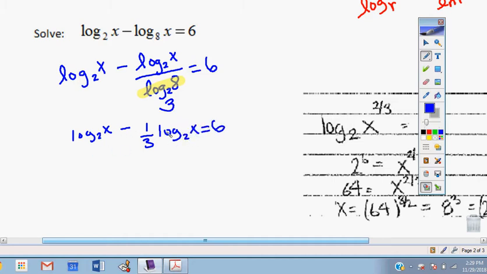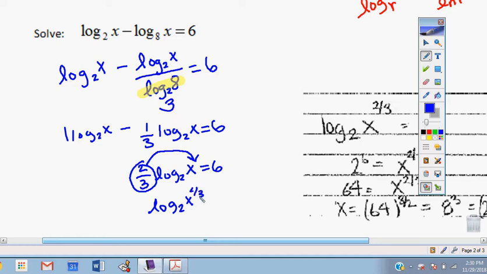Well, instead of using a property, think of it as like terms. I've got 1 log base 2 of x minus 1/3 log base 2 of x. So what do I really have? I've got 2/3 log base 2 of x equal to 6. There's multiple ways to solve this, but we can take this and put that up there. So now what do I have? Log base 2 of x to the 2/3, sorry, it didn't show up the best there, equals 6.